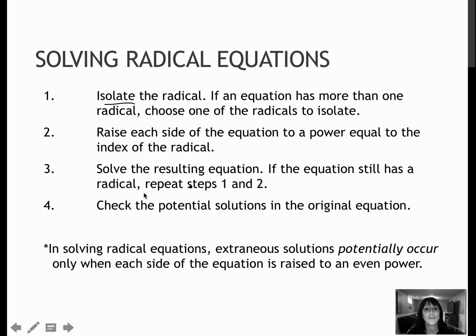If you still have a radical, however, you have to repeat steps 1 and 2. Then you have to check the potential solutions in the original equation, because sometimes you end up with things called extraneous solutions, which means you found them to be solutions, but when you plug them back in, they don't work. So they should work, but they don't. This is potentially going to occur when the equation is raised to an even power.